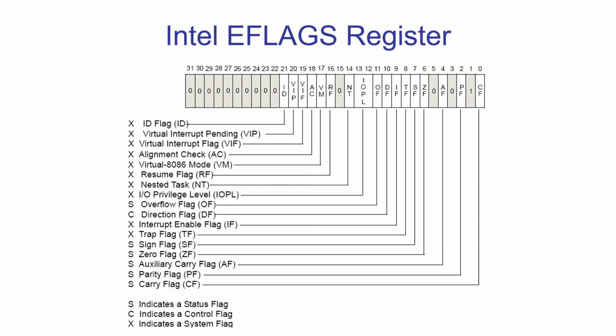This is the Intel flag register. You will notice that there are 2 bits representing the privilege level. It's called the I/O privilege level, although it impacts more than just I/O. There are, of course, 2 bits for it. There's also the interrupt enable flag that is set to enable interrupts or cleared to turn off interrupts.